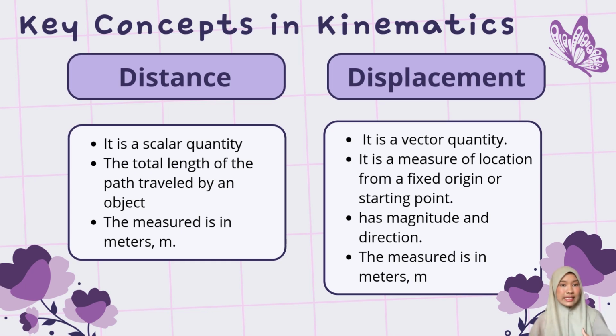The second one is displacement. Displacement, on the other hand, is the shortest straight line distance from where you start to where you end. Think of it as drawing a straight arrow from your starting point to your ending point. Unlike distance, displacement is a vector quantity, so it includes both how far and which direction. It is also measured in meters.